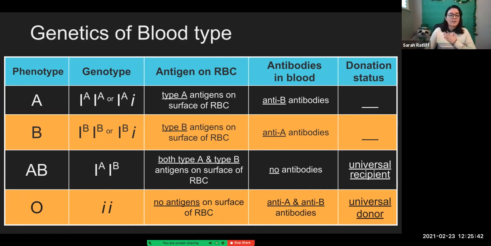Let's say me, as a type AB blood person, I get in a horrible car crash. Whew, knock on wood, that's not going to happen. And I'm losing a lot of blood. I need donations. I need a transfusion. I am what's called a universal recipient. I can take any type of blood because I am codominant for AB blood.